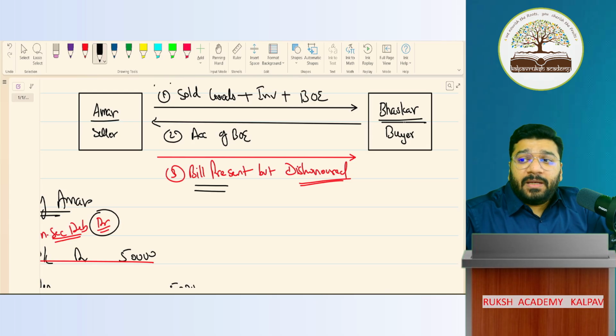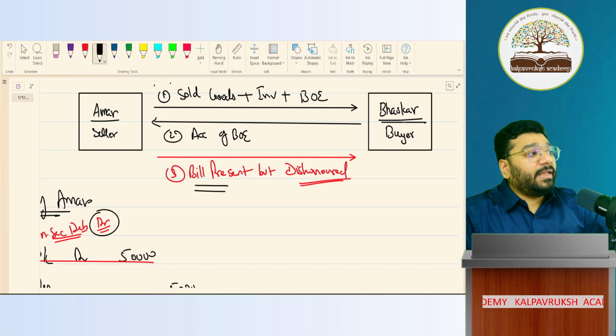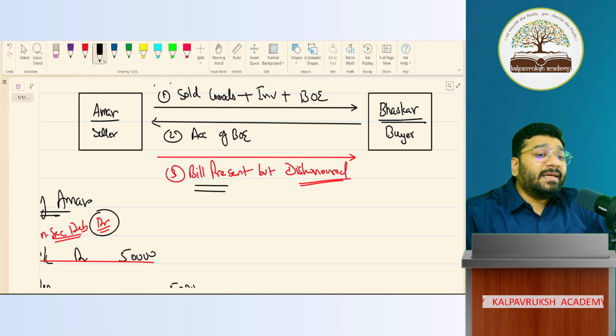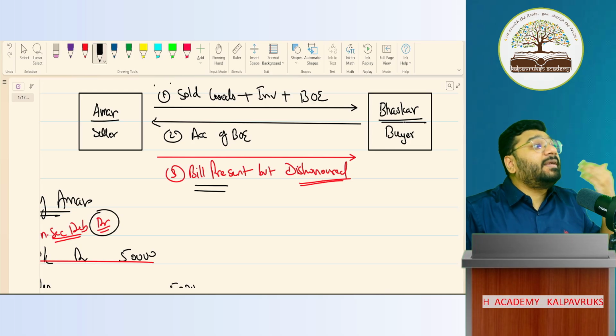Now here, I split the reason into two reasons. One, genuine reason. If you have a genuine reason and you are not able to make the payment, you have a choice. You have a choice to approach Amar. Before Amar comes to your doorstep, you can reach out to him on the due date morning itself, or the previous day, and request Amar for cancelling this bill. In place of that, issue a new bill with an extended time period.